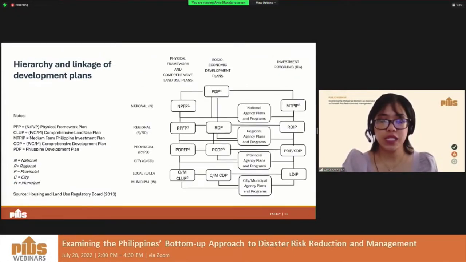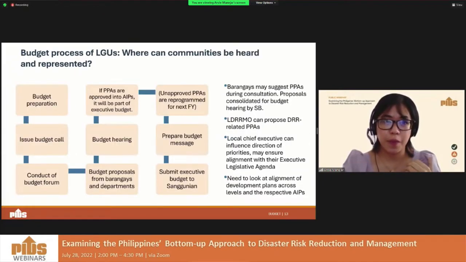Okay, so this slide just shows you the ideal alignment of plans from the LGU to the provincial and national. So below the CDP should be the barangay development plans. And barangays are also required to create barangay DRRM plans.